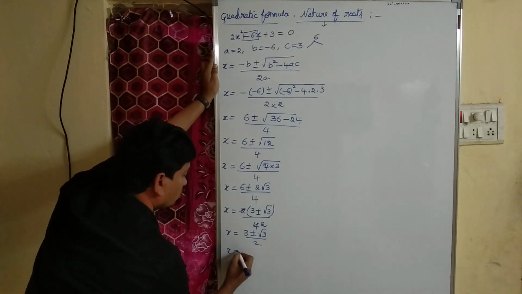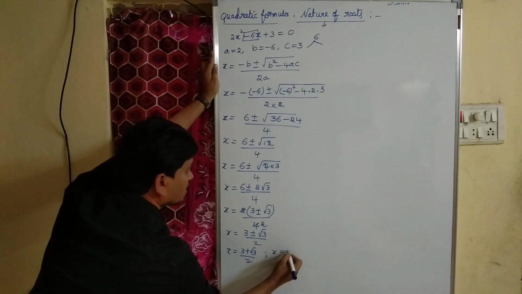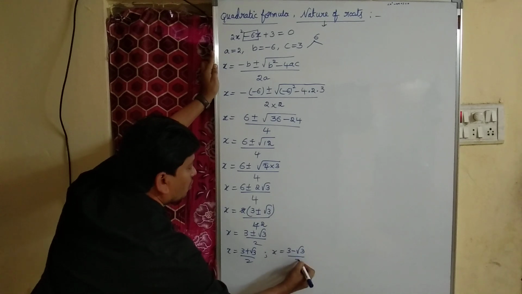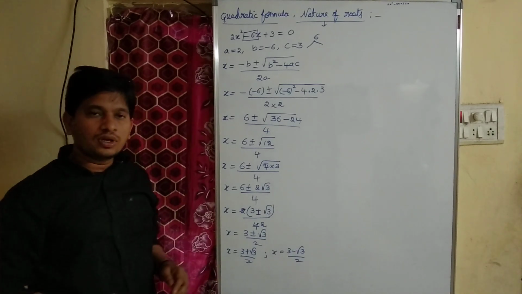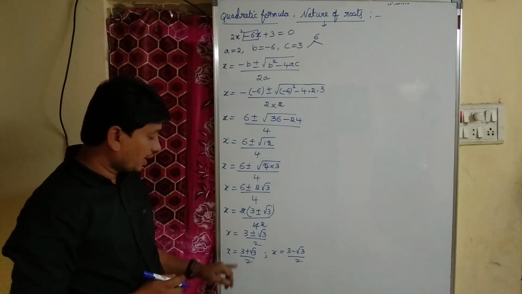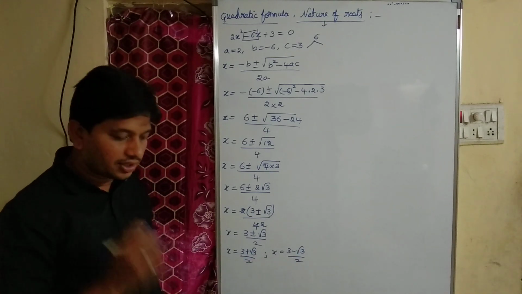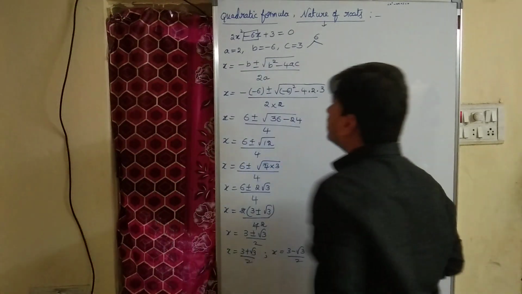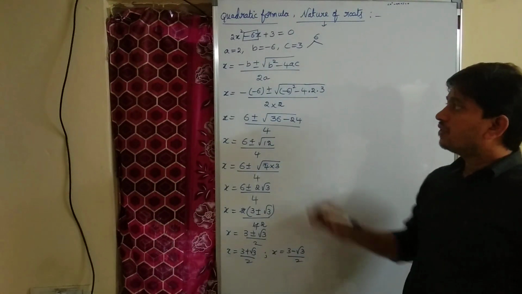I mean, you will get two roots. One is 3 plus root 3 by 2 and the other one is 3 minus root 3 by 2, children. So how many roots did you get here? Here you got two roots. They are different. So children, what is the nature of roots?